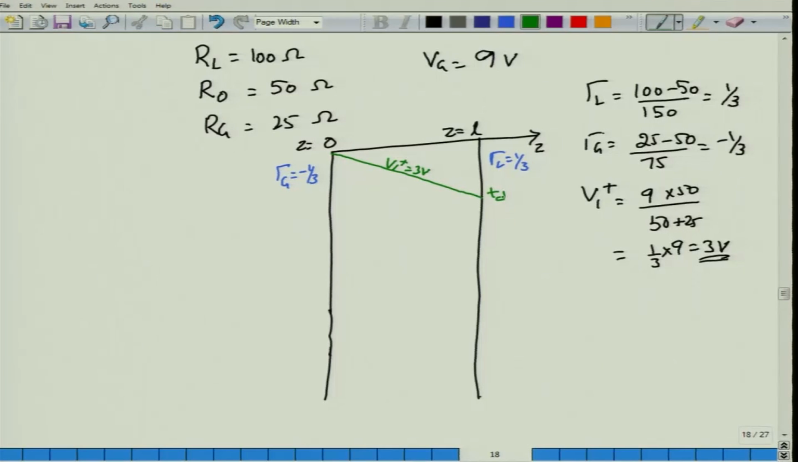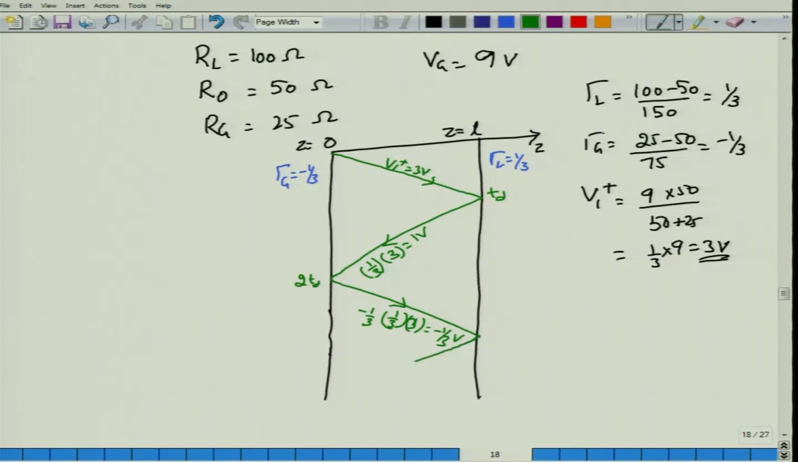I have not specified time Td. Once a voltage step of 3 volt reaches at time Td here, it would be reflected back. How much would be reflected back? 3 is the initial voltage times whatever is the gamma L value. So, that would be 1/3. So, this would be 1 volt. So, 1 volt will be reflected back, and then at the source side it would again be reflected back at Td. How much would be reflected? Well, 1 volt came in, that needs to be multiplied by minus 1 by 3. So, this will actually be equal to minus 1 by 3 volt.